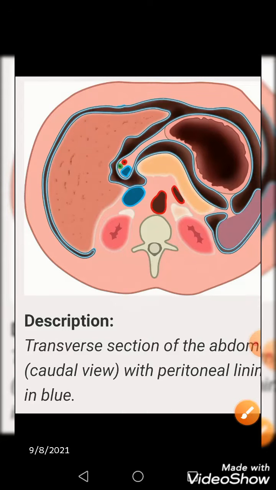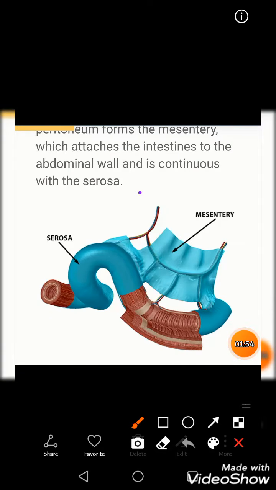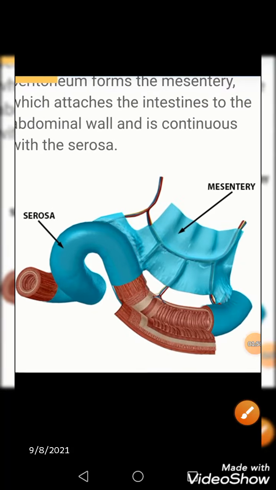And what else do you see? You see that there are other organs as well. You can see them posterior to this blue line, which I am marking with the purple color. These organs are labeled as retroperitoneal organs, right?